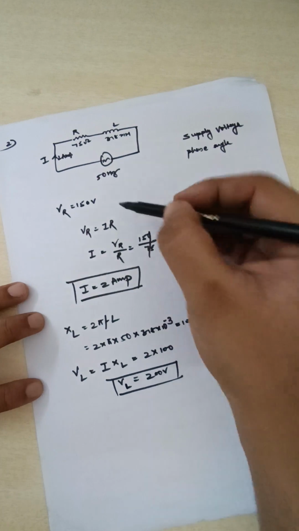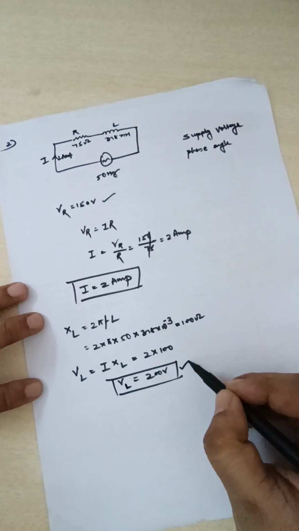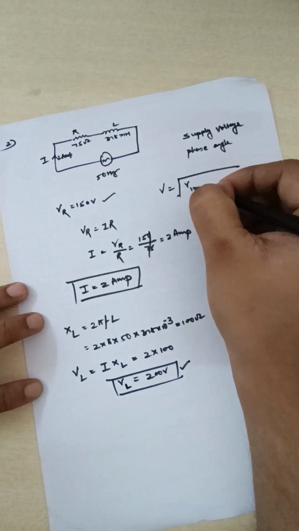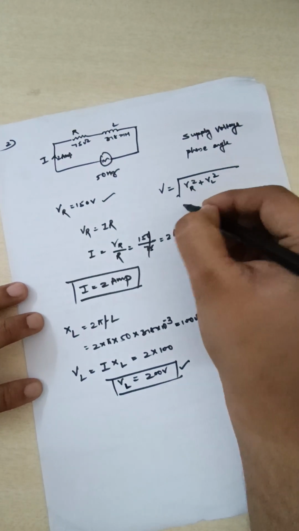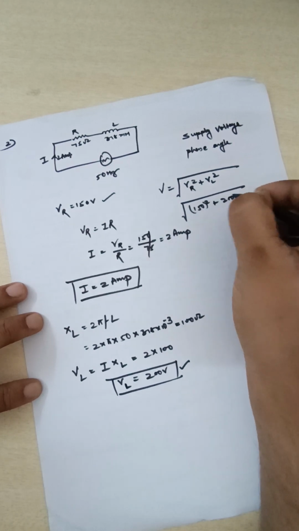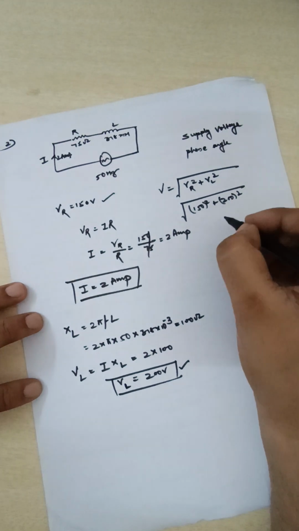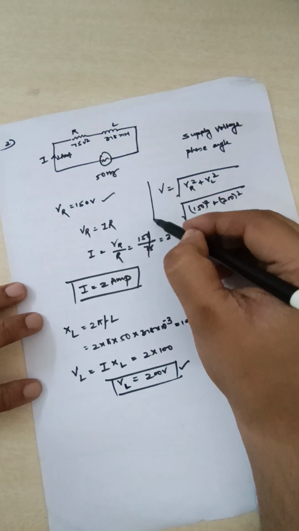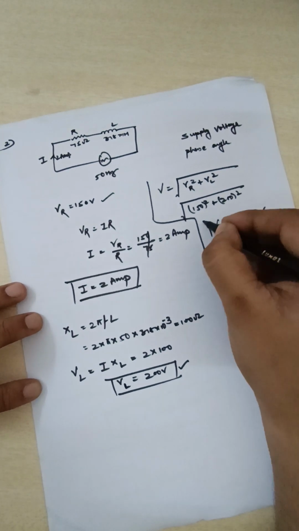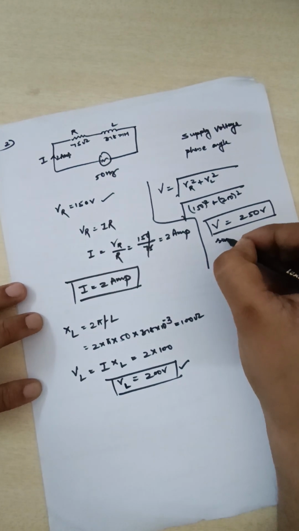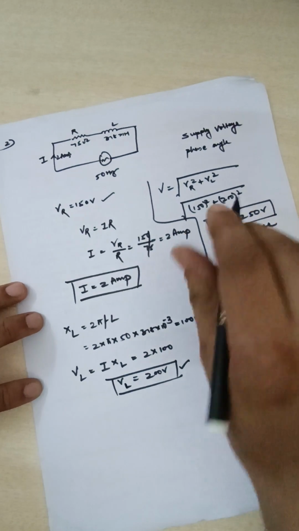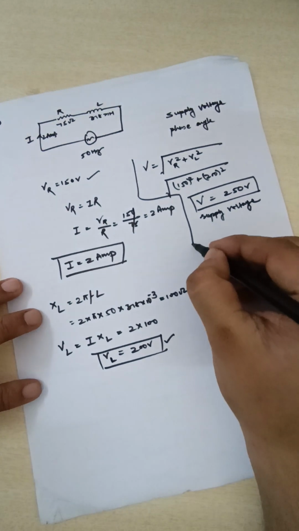Now we have the value of VR and the value of VL. So what will be the supply voltage? Root of VR square plus VL square. So it will become 150 square plus 200 square. So finally the supply voltage V will be equal to 250 volts. This is the supply voltage. Clear?